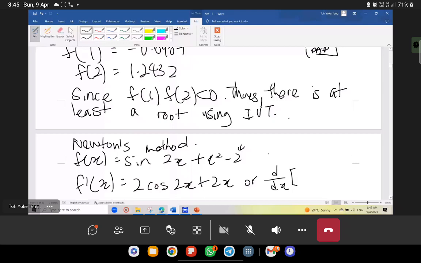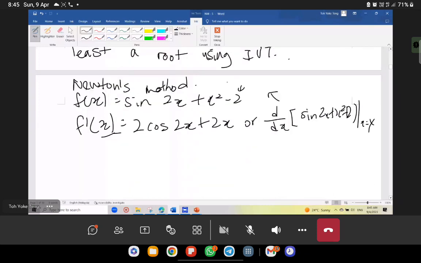So the derivative of sine 2x plus x squared minus 2, at x equals x. In order to get the derivative, if you are unable to do it, you may use the built-in functions in your calculator. For me, I prefer to show it manually. Normally, there is 1 to 2 marks for how you do the derivative. In case you're really unable to do it, just use your calculator.